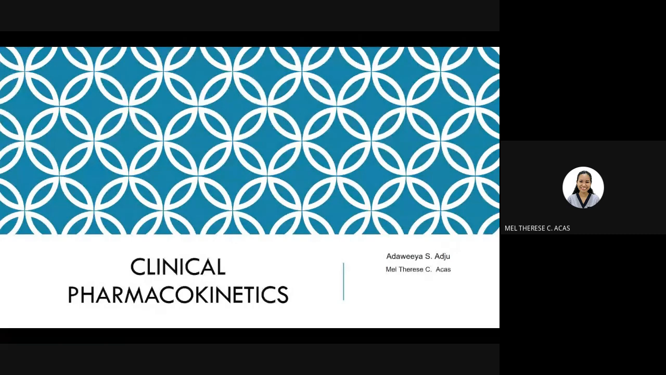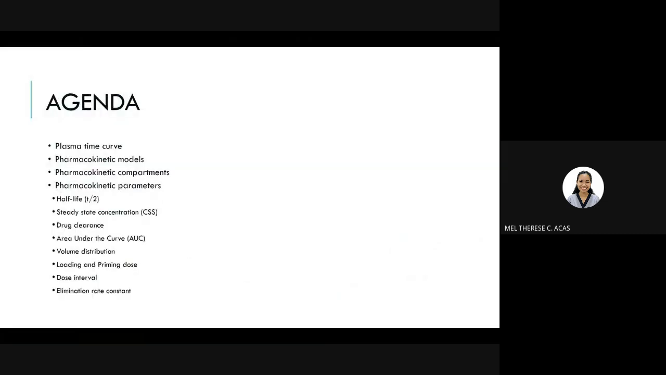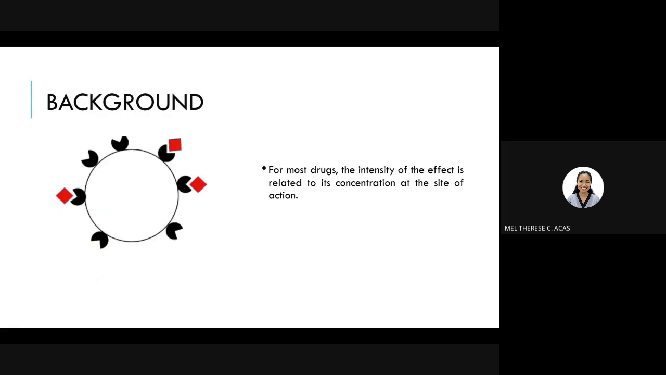Miss Aju and Miss Akas will be presenting today the clinical pharmacokinetics. Our agenda for today's discussion will be the plasma time curve, pharmacokinetic models, pharmacokinetic compartments, pharmacokinetic parameters, half-life, steady-state concentration, drug clearance, area under the curve, volume distribution, loading dose and priming dose interval, and elimination rate constant.